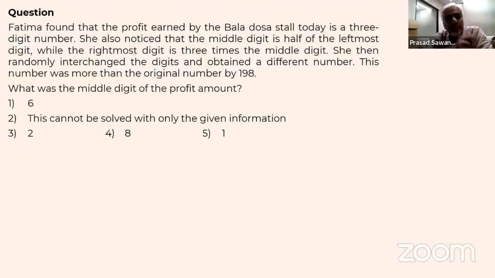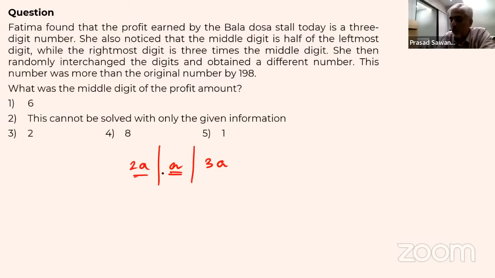Let's look at the next one. Again, a very typical XAT question. Fatima found that the profit earned by the Bala Dosa stall today is a 3-digit number. She noticed that the middle digit is half of the leftmost digit, while the rightmost digit is 3 times the middle digit. That means that the middle digit is A, the leftmost digit is 2A, and this is 3A. Right? Means the number is in this form.